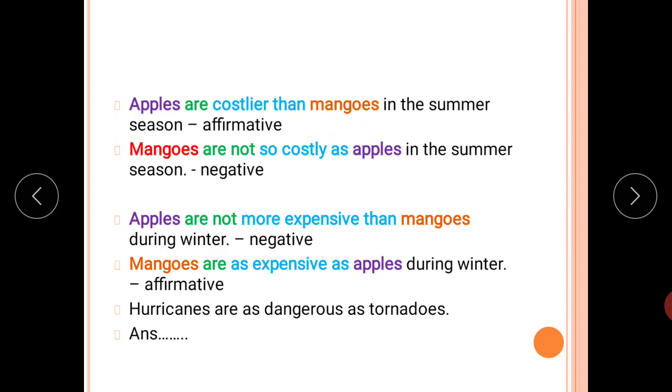So, here is a sentence for you to do, the understanding part of homework. Okay, hurricanes are as dangerous as tornadoes. Okay, give me the answer. Okay, hope you understand this topic, degrees of comparison, and try to do the exercises given at page number 156 and 157 for higher secondary Tamil Nadu syllabus, 12th standard.